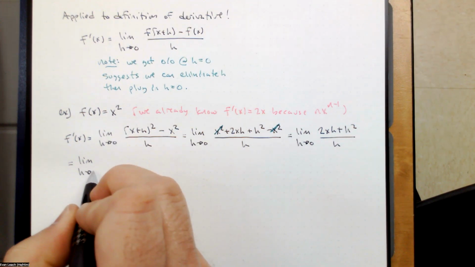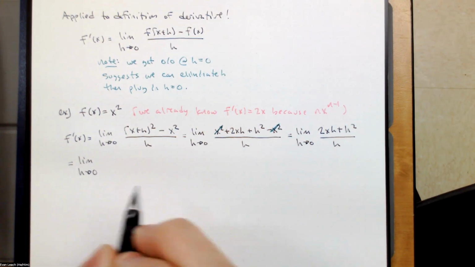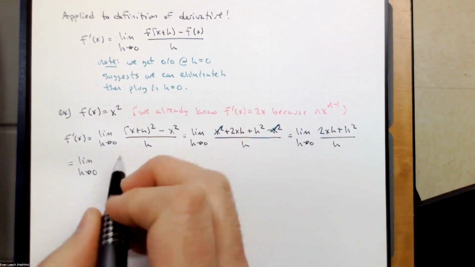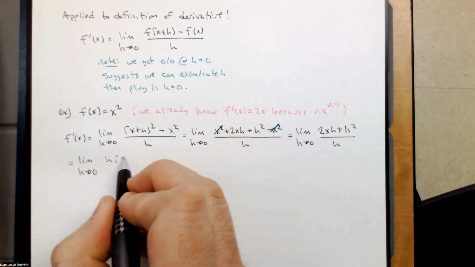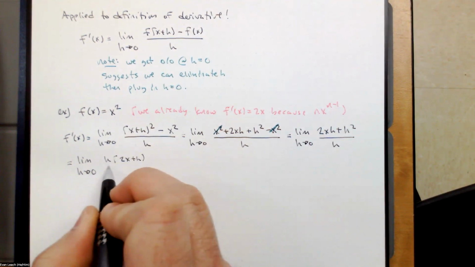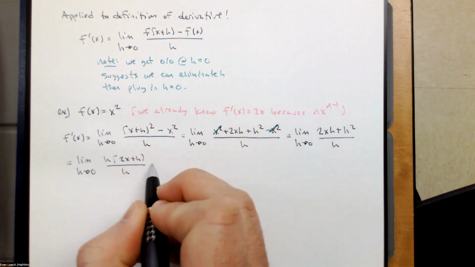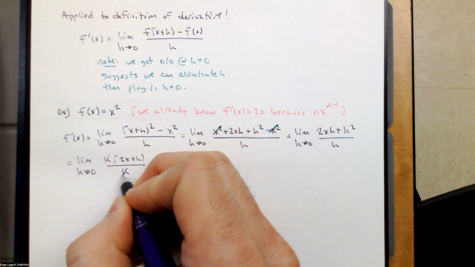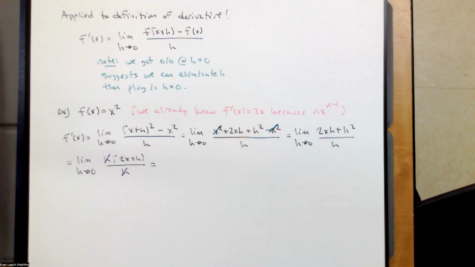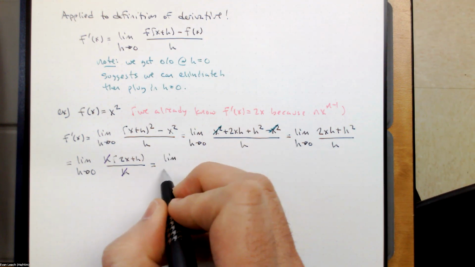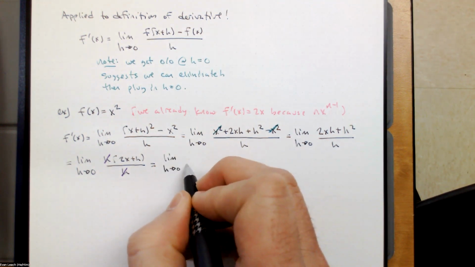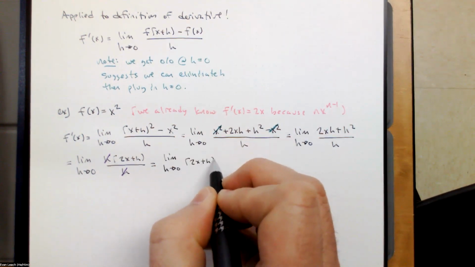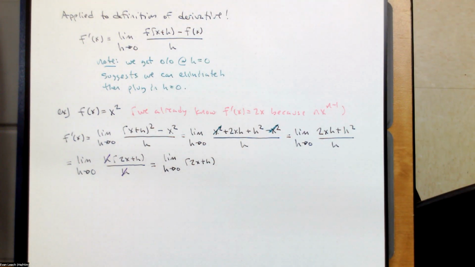Note that I have to keep writing h goes to 0 because h hasn't gone to 0 yet. So if we factor an h out of the numerator, that's when we can cancel the h. That's getting rid of the problem. That's taking care of the problem. And so we get the limit as h goes to 0 of 2x plus h. And now when we let h go to 0, when we just plug in h equals 0, we just get the 2x that we expected.